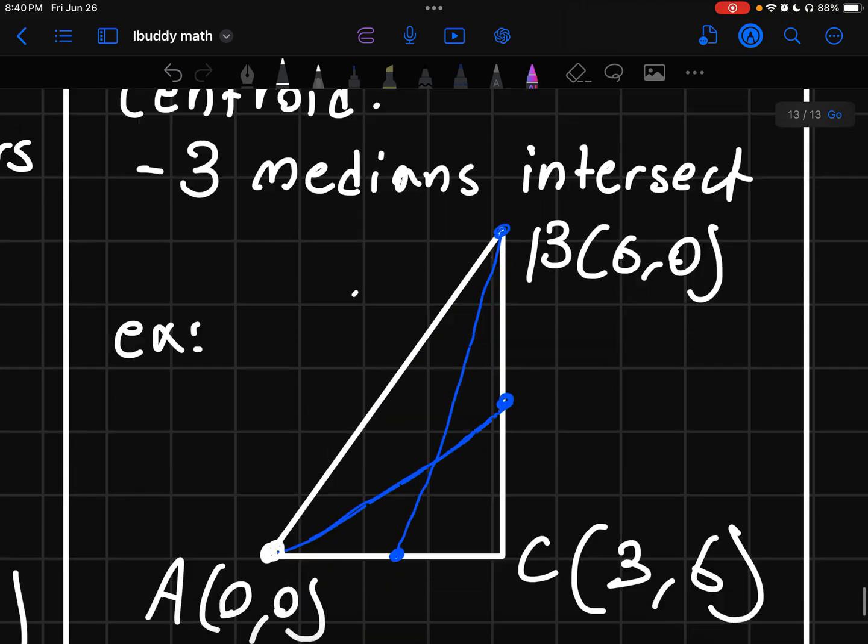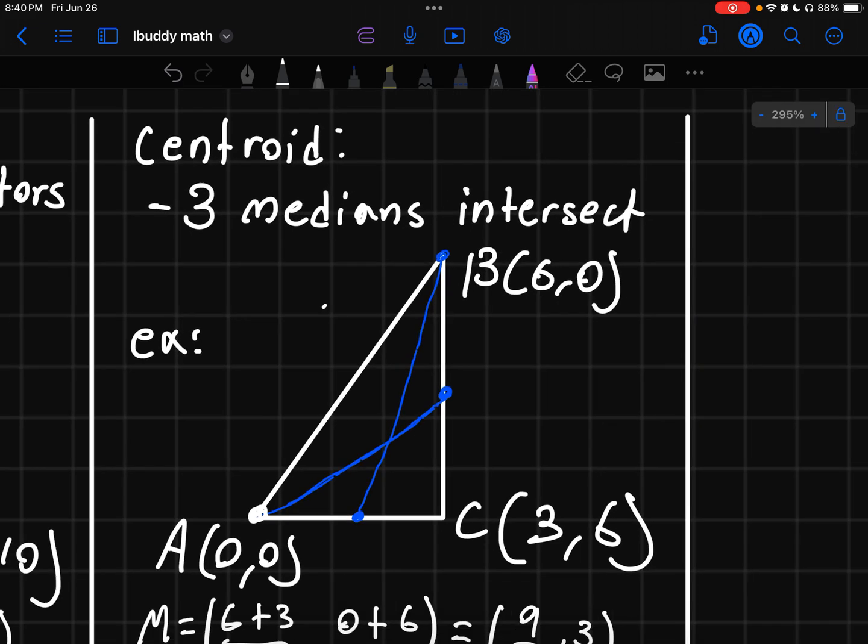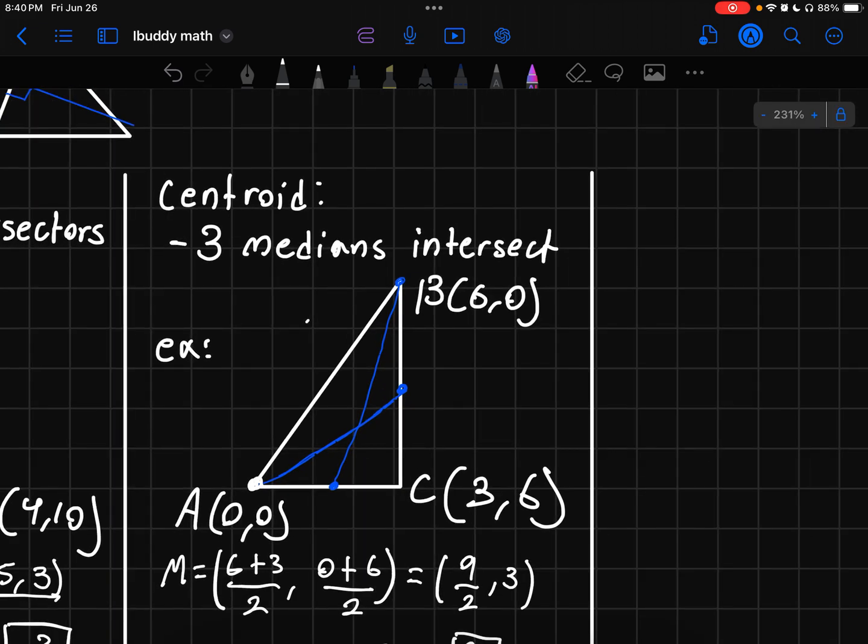And this is just the intersection of the medians.